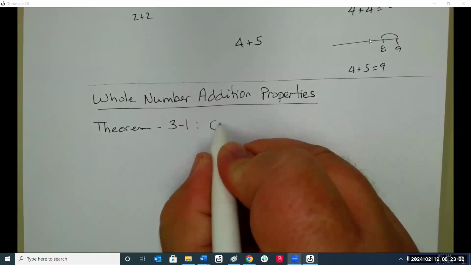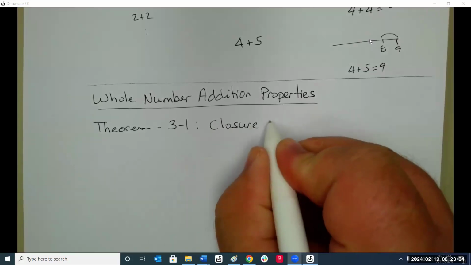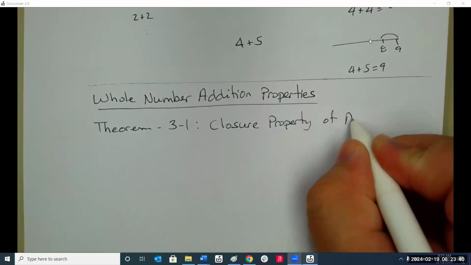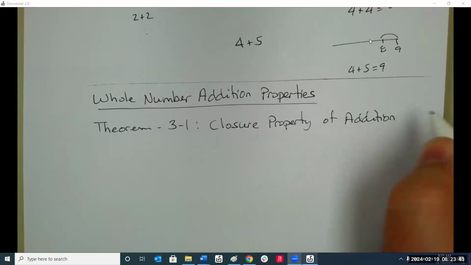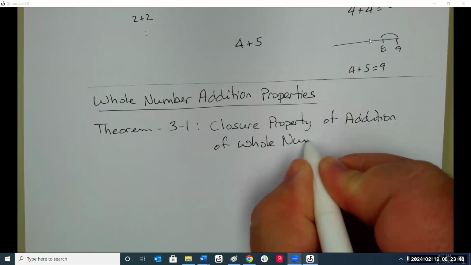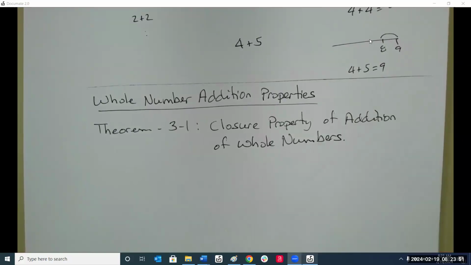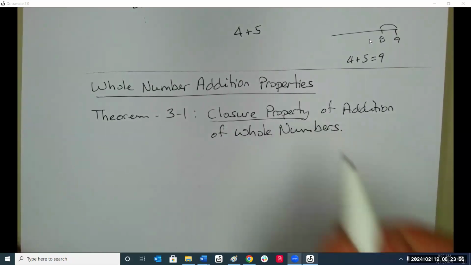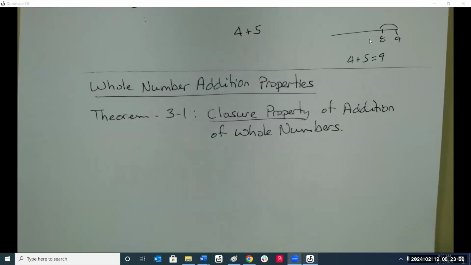Theorem one says the closure property of addition of whole numbers. The closure property is pretty important. In other words, you have to make sure that your numbers stay within the type of numbers that you're dealing with. Here's the formal definition.